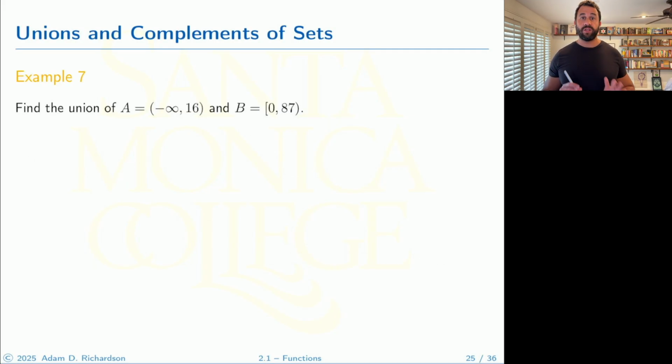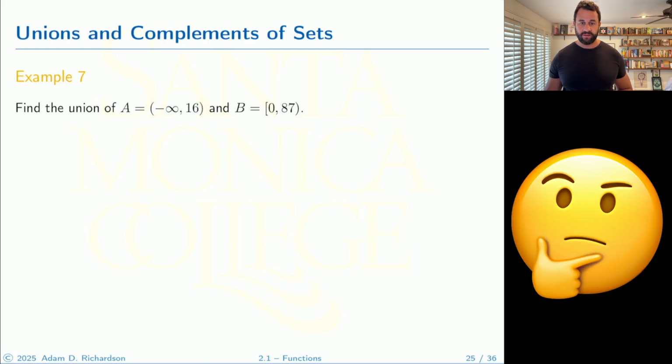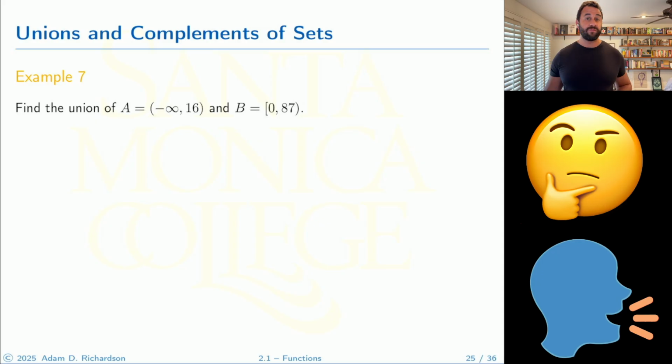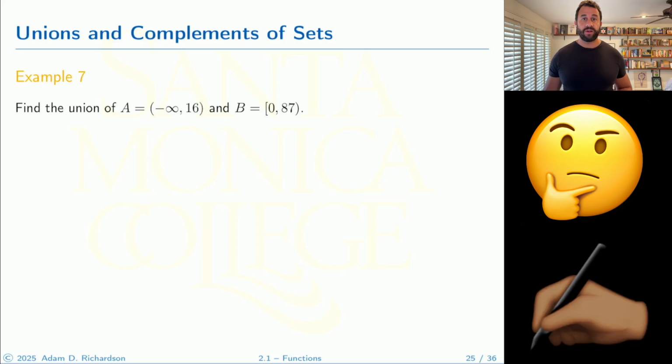So here's one that I kind of want you to practice on your own, and we'll do it together. I've got some nice diagrams, but I want you to try to find the union of these two sets. A is the interval from negative infinity to 16 exclusive, and B is the interval from 0 to 87, including 0. Okay? So think about it for a sec. Now say something out loud to yourself or to your friend or to your peer or to your dog about the union. Now try to work it out on your own, and we'll do it together in just a moment.